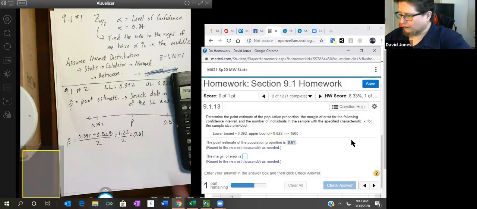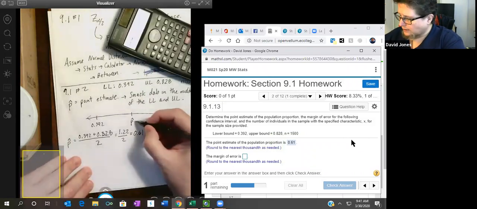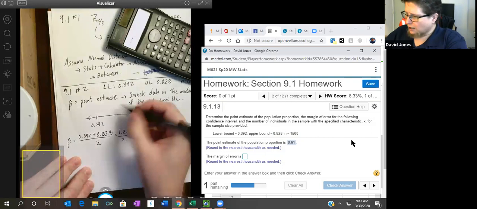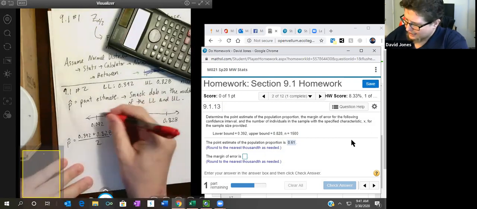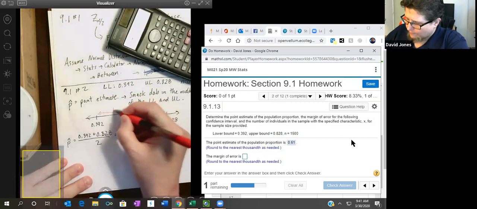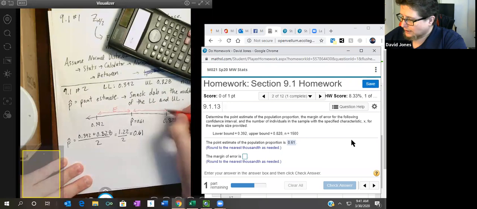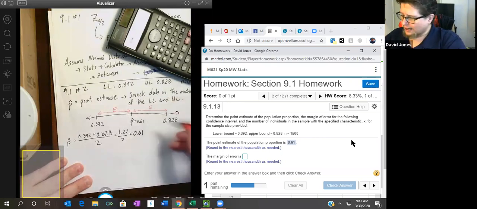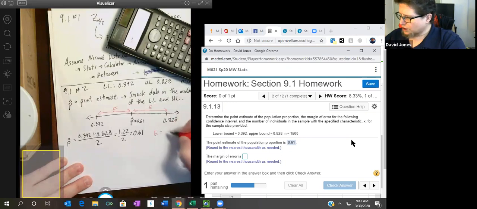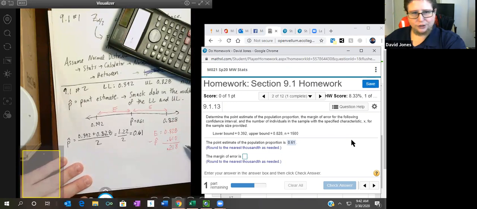The margin of error, so this is 0.61. The margin of error, if you recall, is the distance between the point estimate and the lower limit, or the point estimate and the upper limit. So I can find the margin of error just by doing the upper limit minus p hat. My margin of error is 0.218.